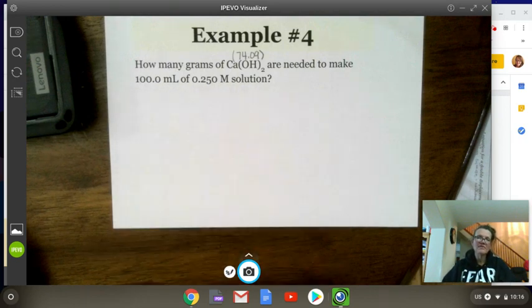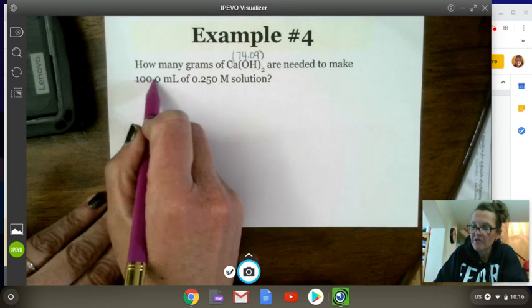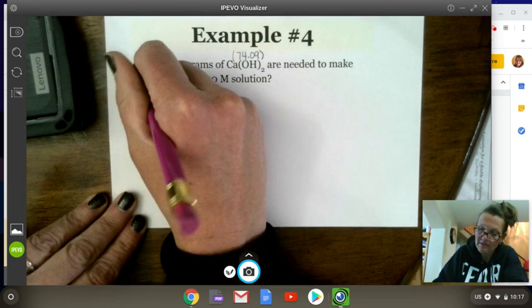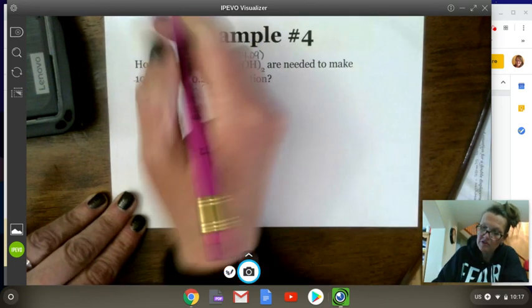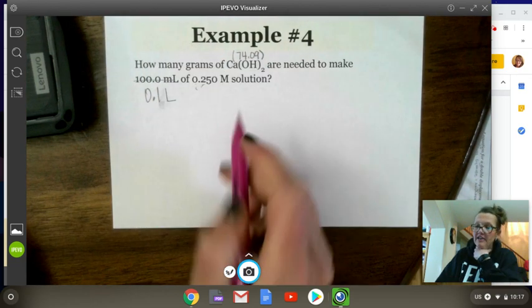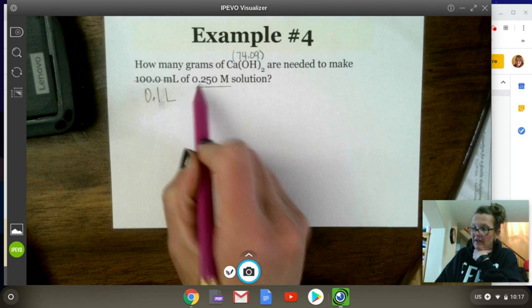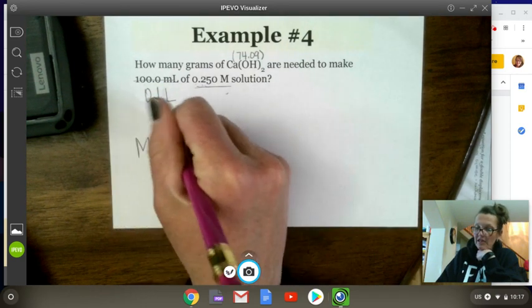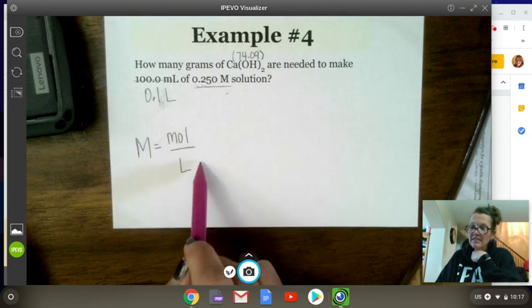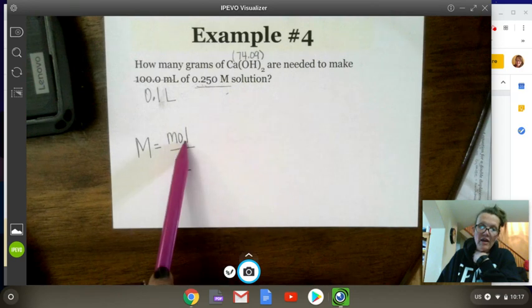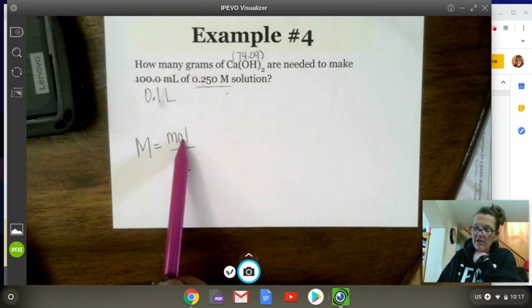It says, how many grams of calcium hydroxide are needed to make 100 milliliters of a 0.25 molar solution? So first thing I'm going to do is convert that 100 milliliters to liters by dividing by 1,000, because I don't ever really deal with milliliters, and that is equal to 0.1 liters. And notice that I also have the molarity. So we're going to be using our molarity equation. So molarity is equal to moles over liters. So if I go and plug my numbers in, I notice that number 1, I don't have moles, and number 2, there is nowhere that grams is mentioned in the question.